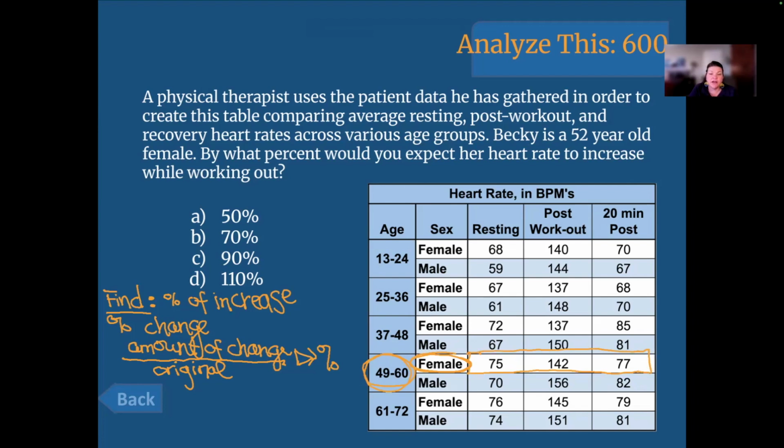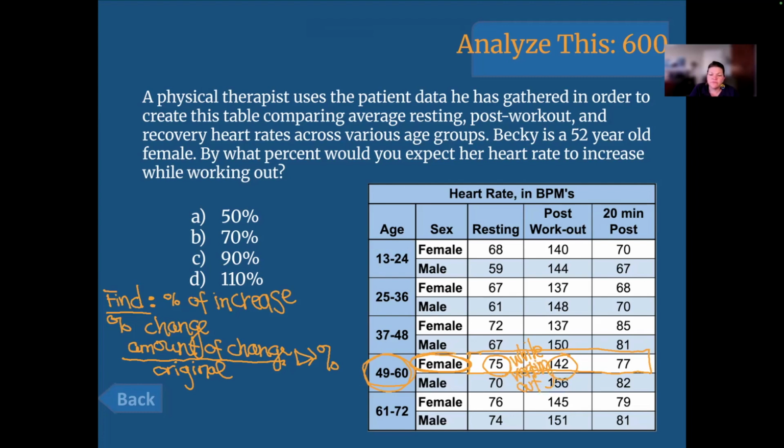Now, a little bit more close reading will tell us that we only want two of those numbers. It says, by what percent would you expect her heart rate to increase while working out? Her increase while working out. So we're going to need her before workout and then her after. So I'm going to use her resting and her 142 because the working out is sandwiched by that. Does that make sense?